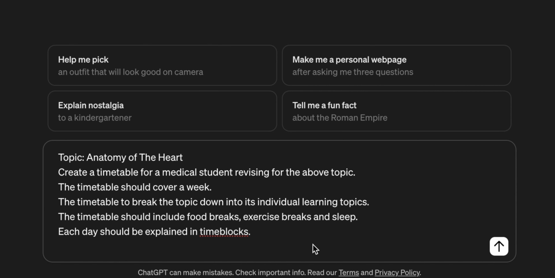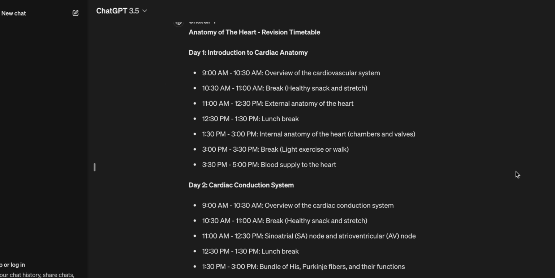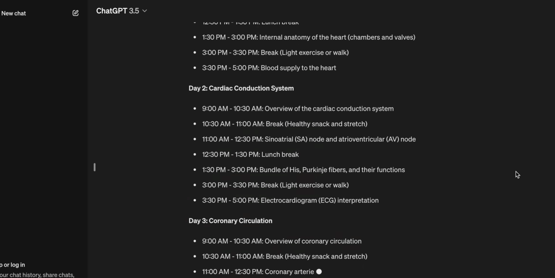So type in this prompt, and with just these few parameters, ChatGPT can create a weekly study timetable for you. It may not be perfect, but you can always edit it to make it more efficient. Also, one suggestion I can give is that if possible, provide ChatGPT with the subtopics that you're looking to learn. That way, the answers it produces will be better geared towards your learning goals.